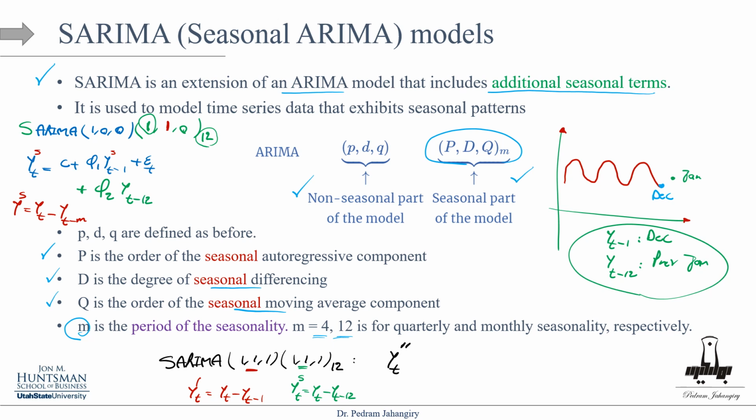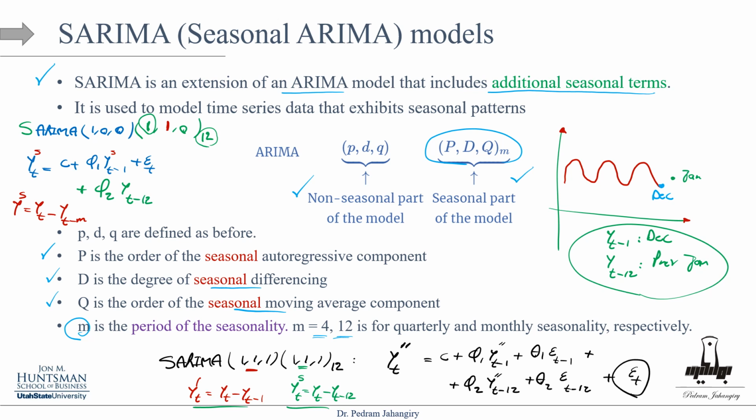You can deseasonalize it first and then detrend it. So this is the deseasonalized component, this is the detrended component, right? So there you go. That's your Y''_t is equal to a constant, plus phi_1 Y''_{t-1} plus theta_1 epsilon_{t-1}, so this is the non-seasonal component. Let's add the seasonal component: phi_2 Y''_{t-12} plus theta_2 epsilon_{t-12} and plus your error term.